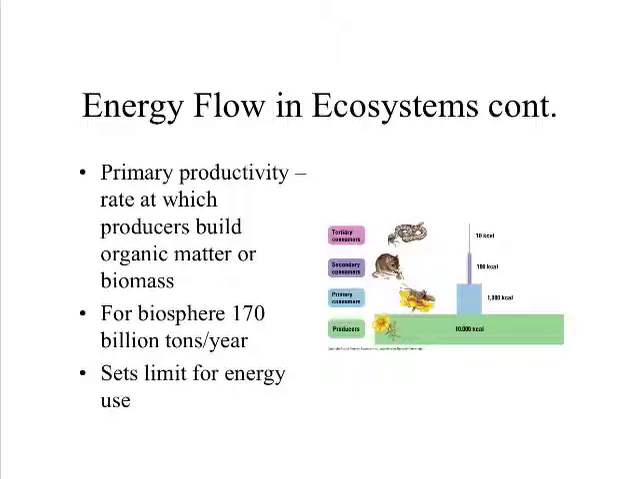So for the entire biosphere, for all of the ecosystems on Earth, in a year, it's about 170 billion tons of biomass. Now, that's going to set a limit for energy use. Obviously, all organisms that rely on these producers cannot consume or use more than 170 billion tons per year. So we're going to have a limit on how much energy is used, and how many organisms survive to reproduce and such.